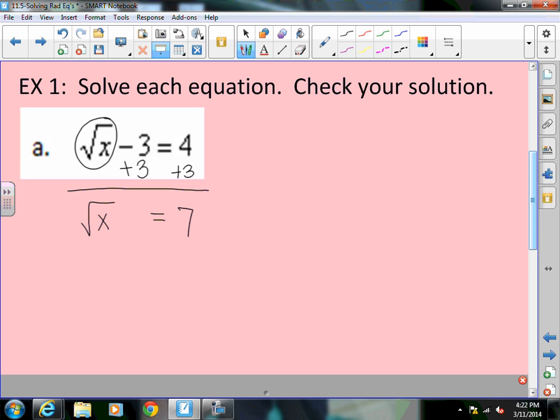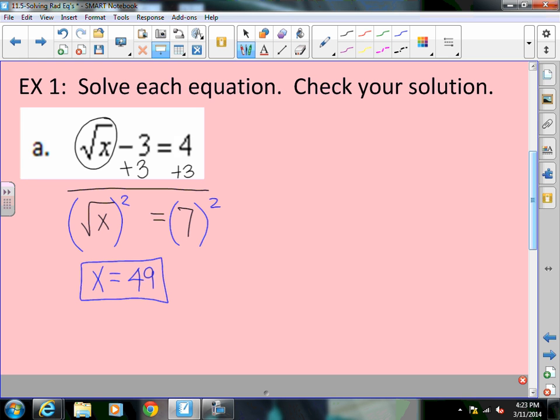Now, to get rid of the radical, you're going to square both sides and put it in parentheses. So when you square a radical, it just makes it go away. So this becomes x, and then equals 7 squared is 49. And you only have one answer because we're not doing x squared anymore. This is the rad of x.